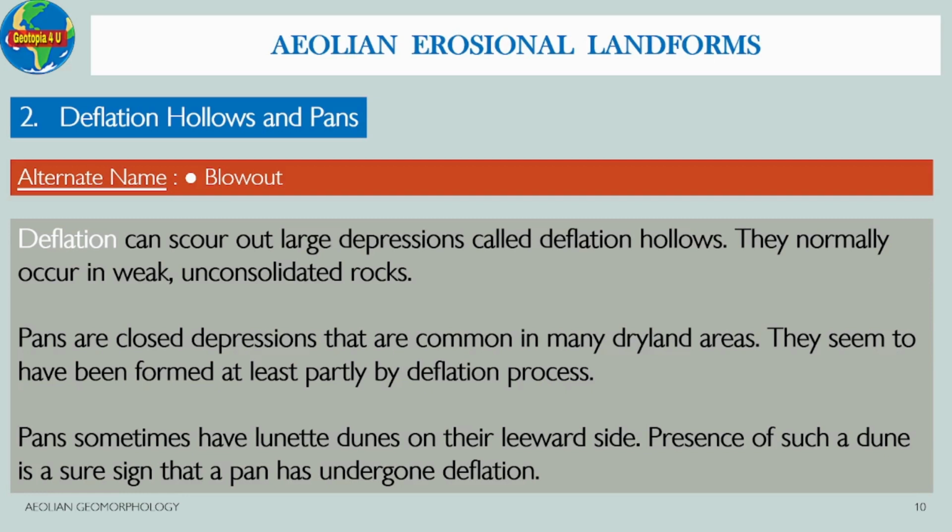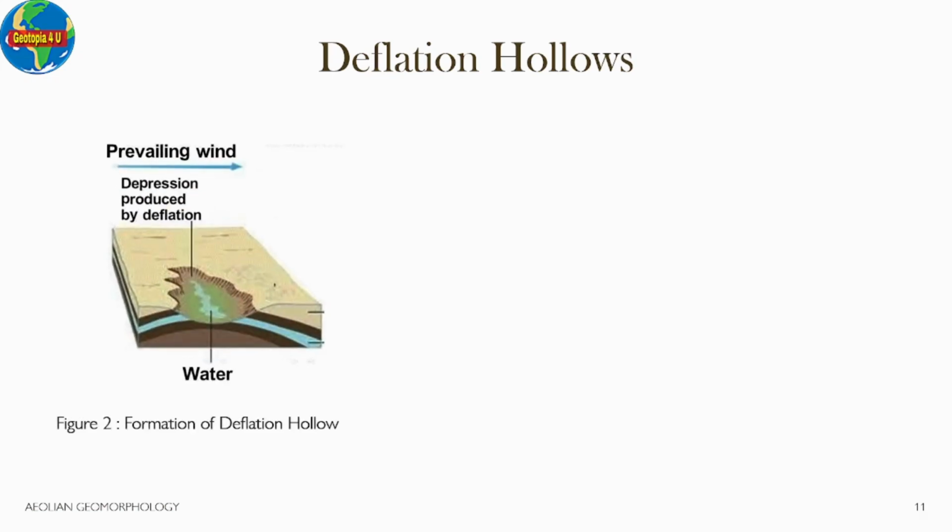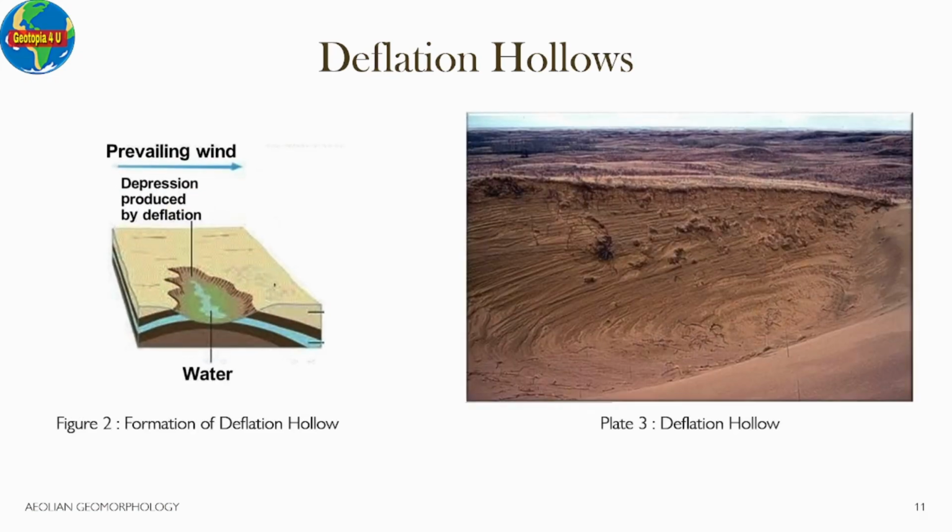Pans are closed depressions that are common in many dryland areas. They seem to have been formed at least partly by the deflation process. Pans sometimes have lunate dunes on the leeward side. Presence of such a dune is a sure sign that a pan has undergone deflation. In this slide, you can notice the formation of a deflation hollow.